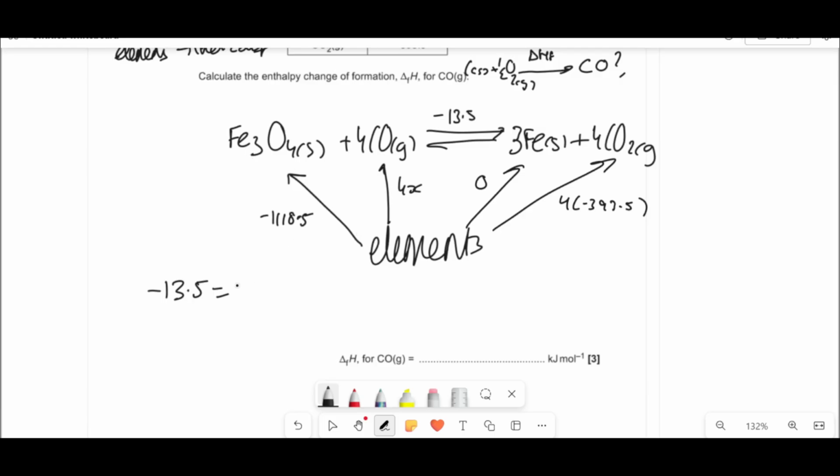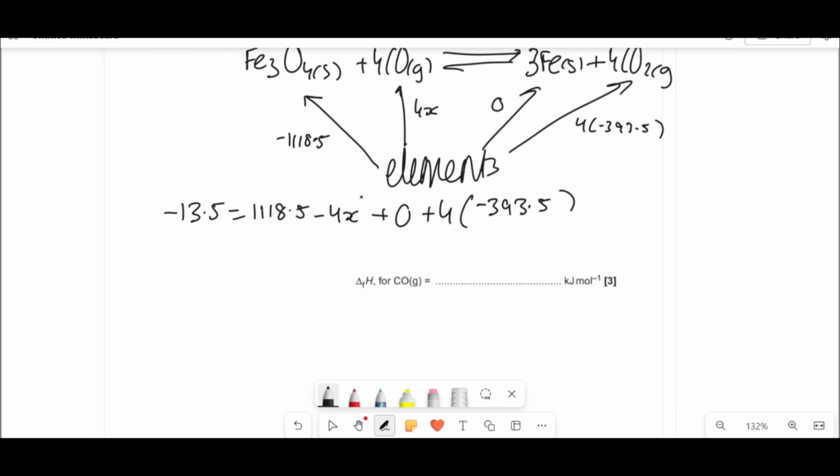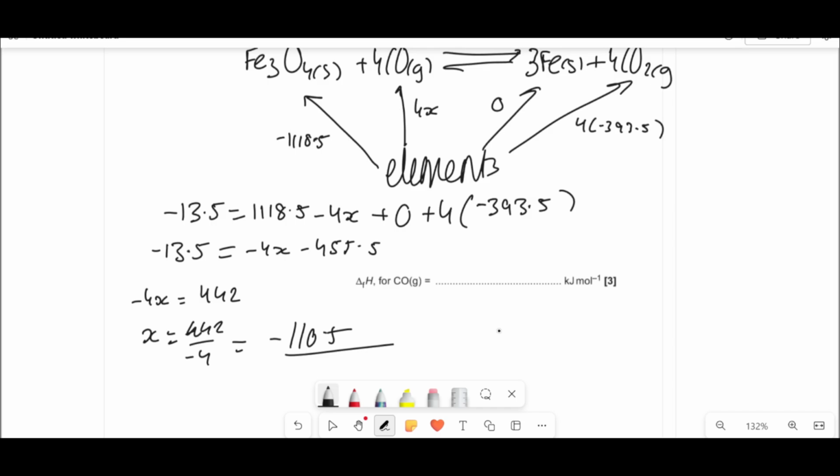So that means minus 13.5 equals this, so going down this way and back up here. If we're going against this arrow, it's going to be 1118.5 minus 4x, because we're going against that, plus 0, plus 4 lots of this, minus 393.5. I like to bracket off these so that I don't get confused with the negatives and positives. If I do that, let's just tidy this up. I get minus 13.5 equals minus 4x minus 455.5. Therefore, minus 4x equals 442. So then x equals 442 divided by minus 4, which is going to be minus 110.5. Done. That's how you do it.